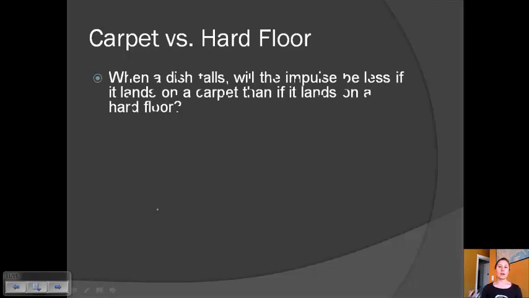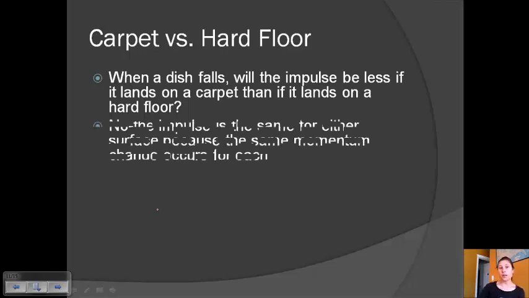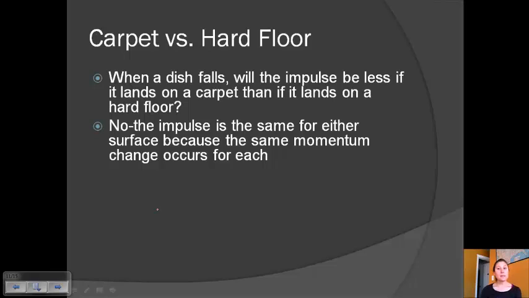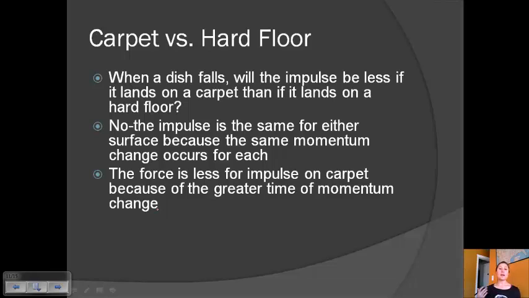So let's think about a carpet versus a wood floor. If you drop a dish, will the impulse be less if it lands on a carpet than if it lands on a hard floor? Well, the answer is no. The impulse is the same for either surface because the dish has the same momentum in each instance. So the same momentum change will occur, so it's going to experience the same impulse. What it's not going to experience is the same impact.